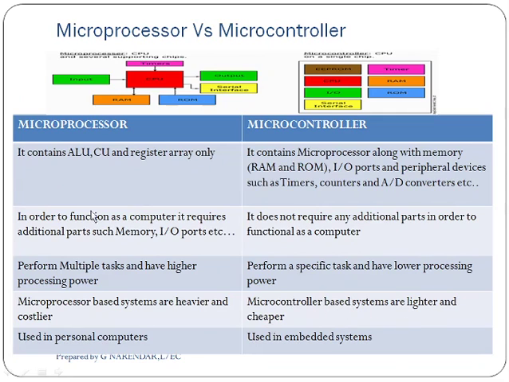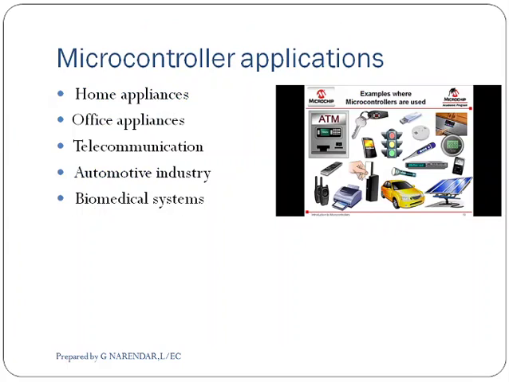Coming to application, microprocessors are normally used in your personal computers. The computers you are seeing there actually use the microprocessor as the CPU. But microcontrollers are used in so-called embedded systems. Embedded systems are the appliances where the microcontroller is used to perform one particular task. They are called embedded systems.